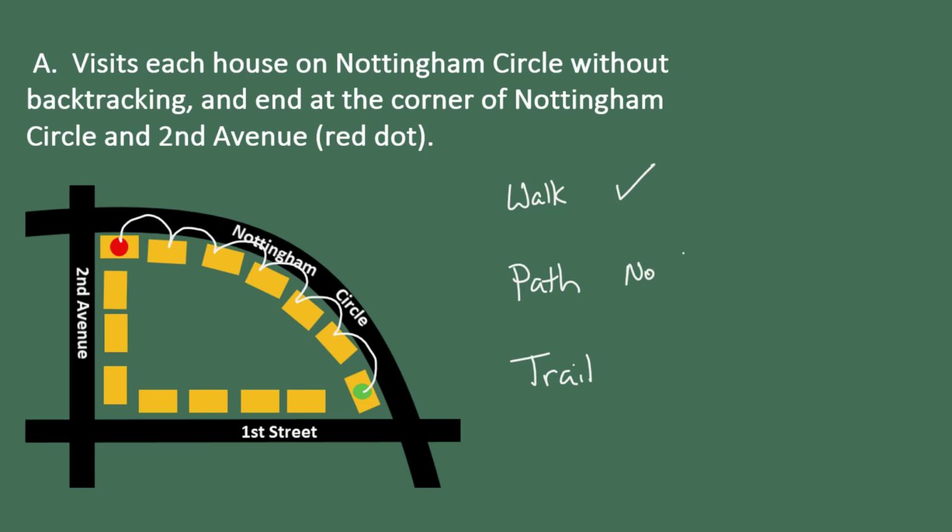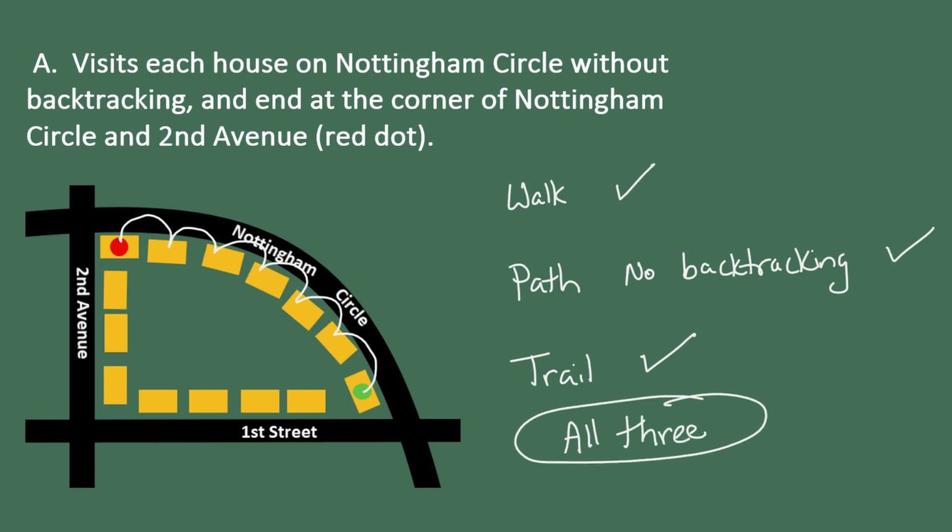Since there was no backtracking, that means that they didn't visit any edge twice, so this is going to be a path as well. And a trail is a path in which no vertices are visited twice. In other words, it's a walk in which no edges or vertices are visited twice. And we didn't visit any of the houses twice, so again, because there's no backtracking, it's also a trail. So this is actually all three. It meets the requirements for all three.